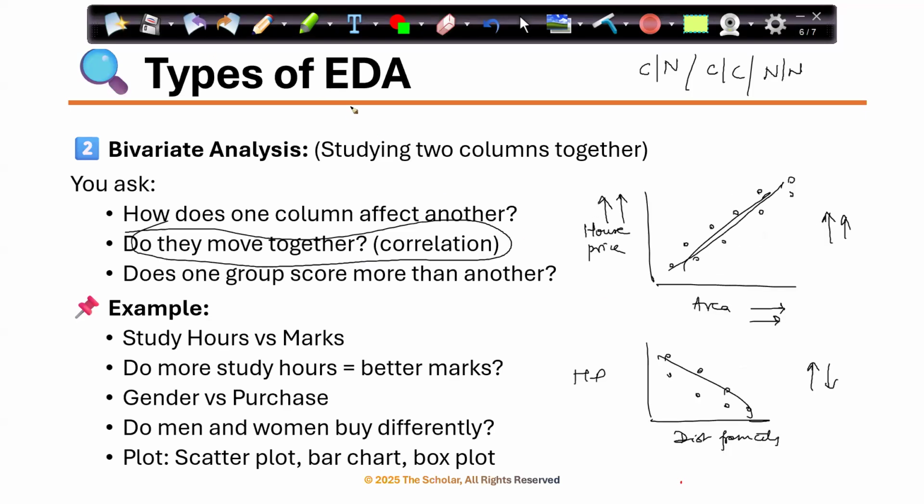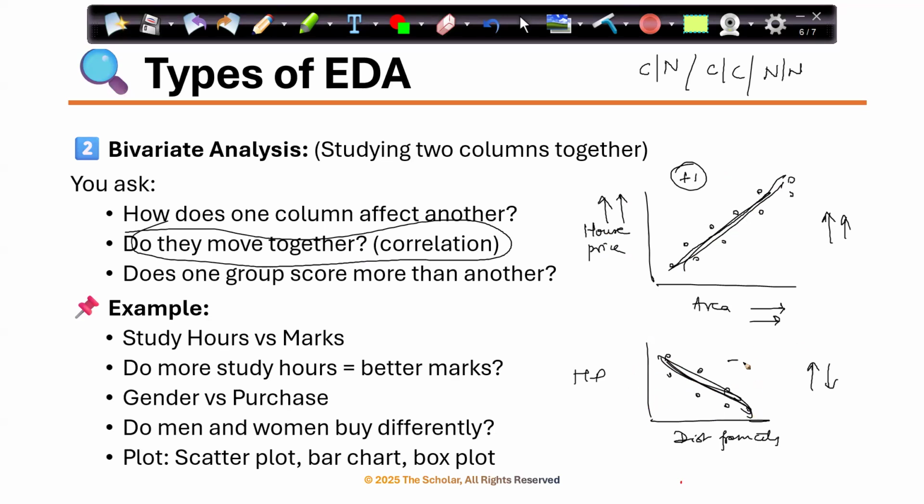But if you see the previous example of the house price, right? When the area of the house is increasing, my house price is also increasing. In that case, my correlation will be more towards +1. When my distance from the city is increasing, my house price is decreasing.